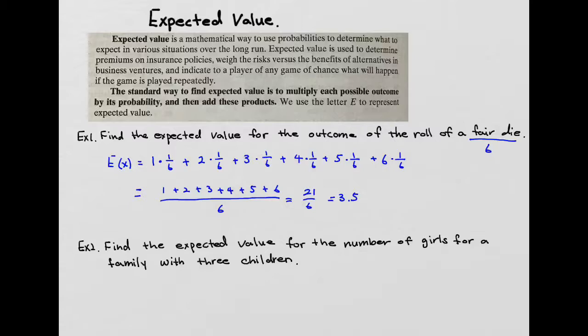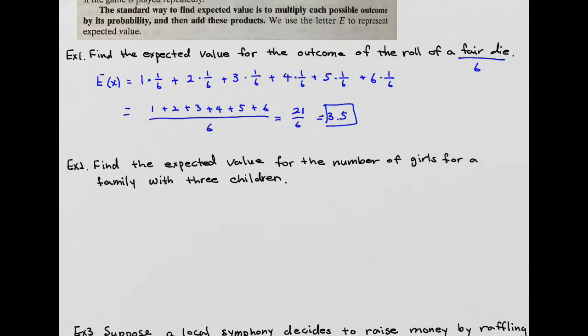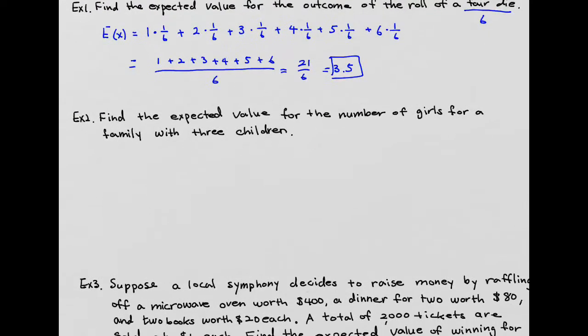So having an expected value of 3.5 means that if the dice is rolled repeatedly, there is an average of 3.5 dots per roll over the long run. So this has to be done repeatedly, several times. Then let's look at example 2.